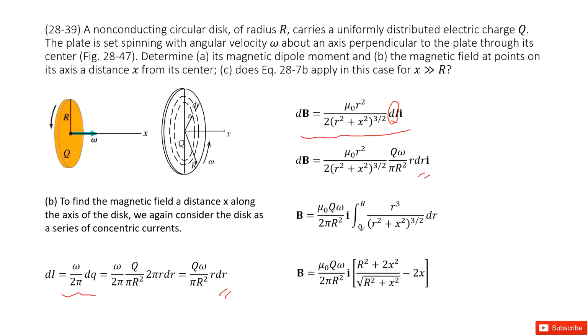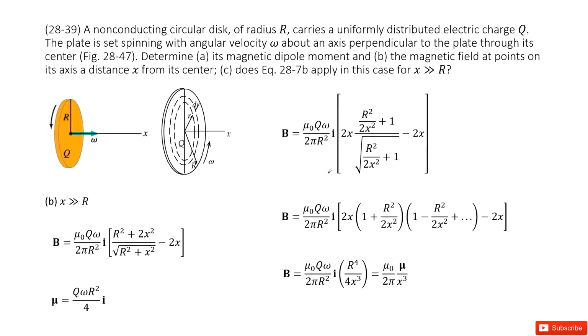Now we do the integral from 0 to R. You get the answer there. So now we are done with the magnetic field B there, right? The next part asks, how about when x is much larger than R? So how can you solve it?